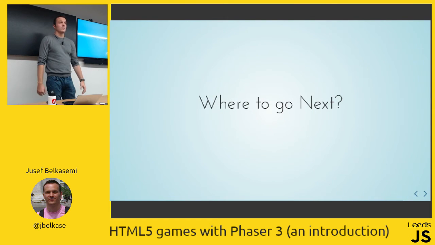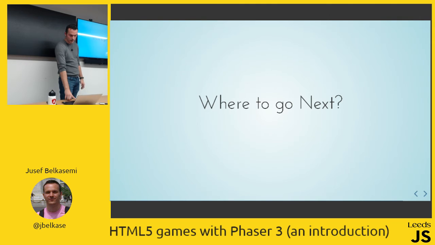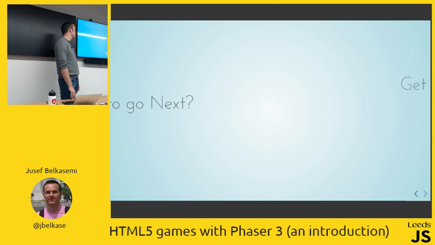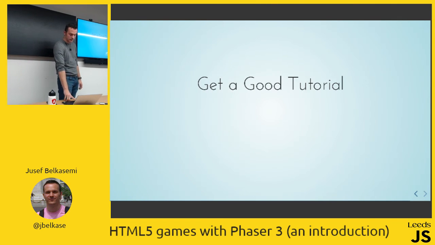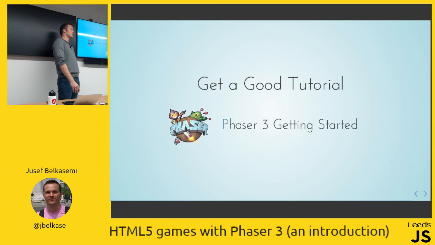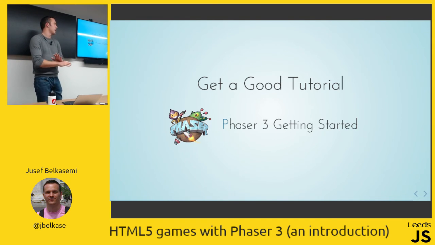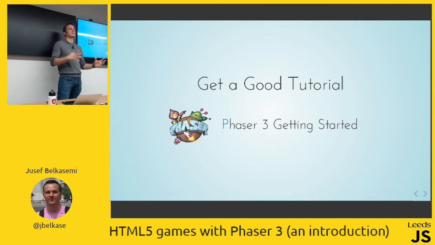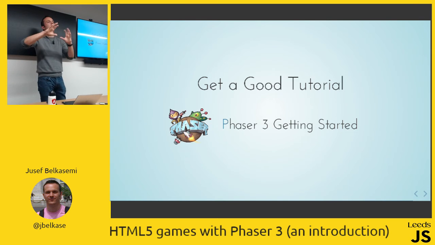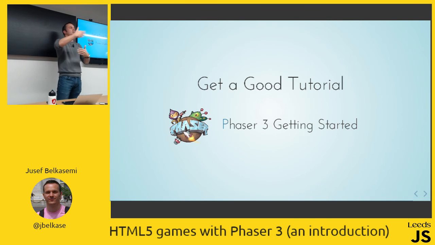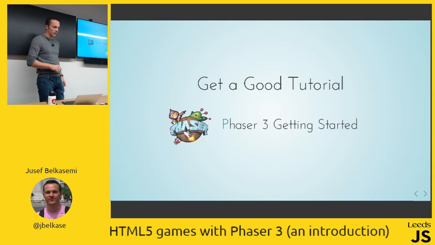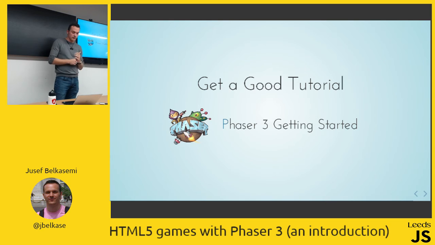So, where to go next from here? What I would recommend to everyone is to get a good tutorial. A good starting point would be Phaser's website. They have loads and loads of tutorials and examples. You can maybe even start with the problem that you have in hand and see if they already have examples of that particular animation that you want, or that particular game type, whether it's a 3D game or a top-facing game, etc. It's a great place to start.